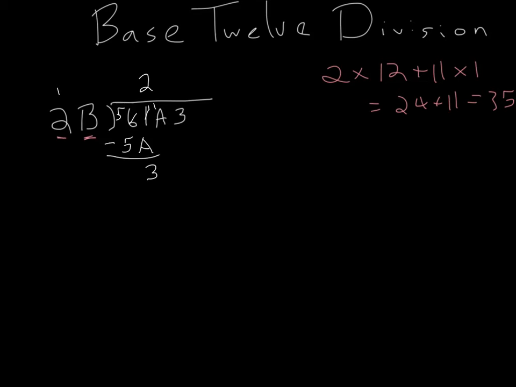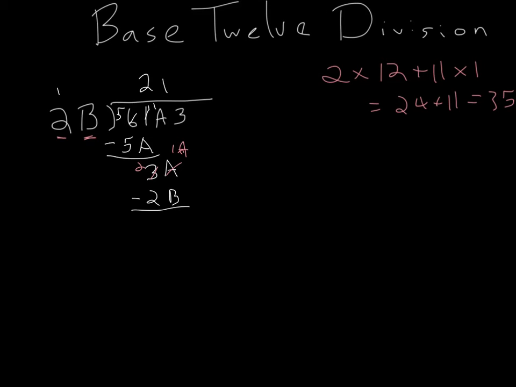Alright, so let's bring down our A. 2B goes into 3A. Well, that one's easy. That goes once. We subtract 2B. And this time maybe I'll switch pens here. So we need to steal 12 from here. So this now becomes 1A.